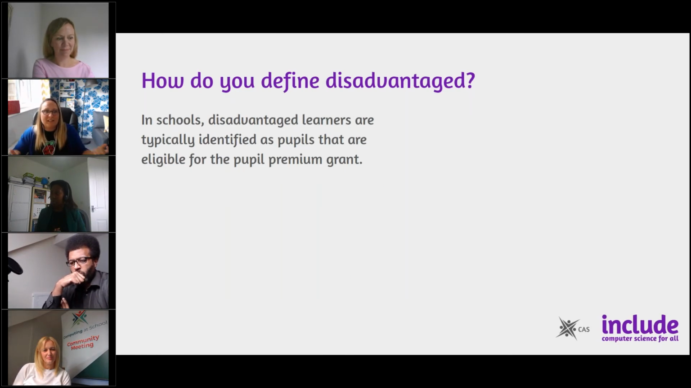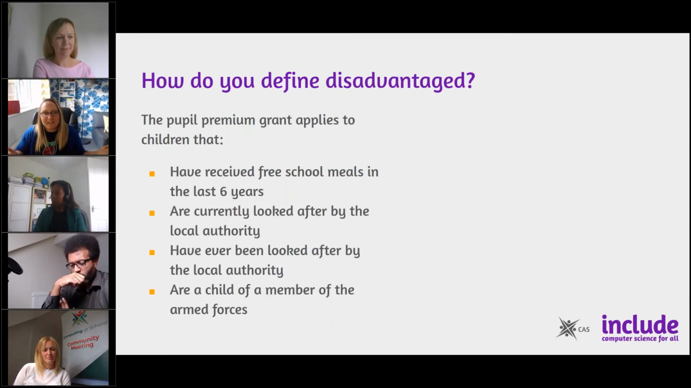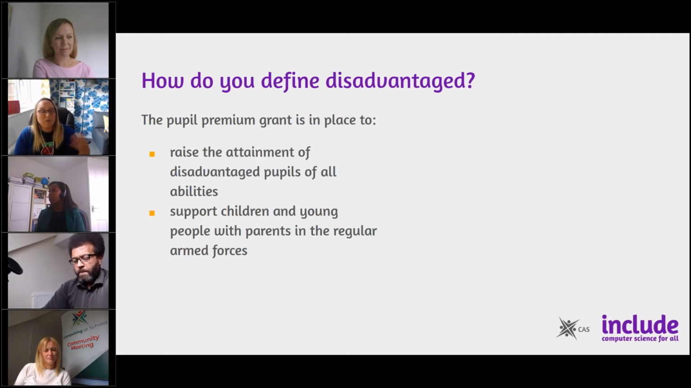How do we define disadvantage? Now, in schools in England, disadvantaged learners are usually those identified as eligible for the pupil premium grant. If you don't know what it is, these learners have received free school meals in the last 6 years, or are looked after children, or they're a member of the armed forces. And it's been around quite a long time now, and it was there to raise the attainment of disadvantaged pupils and support children and young people from the armed forces.